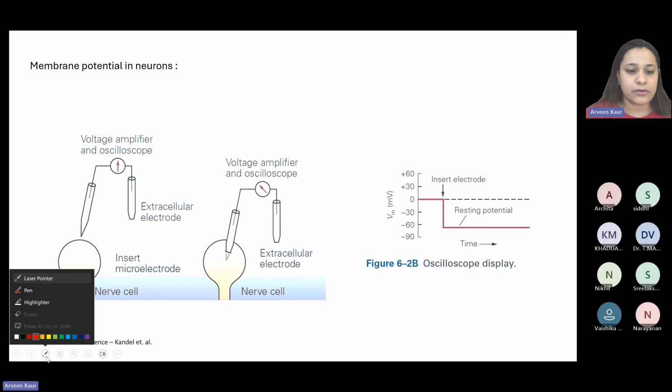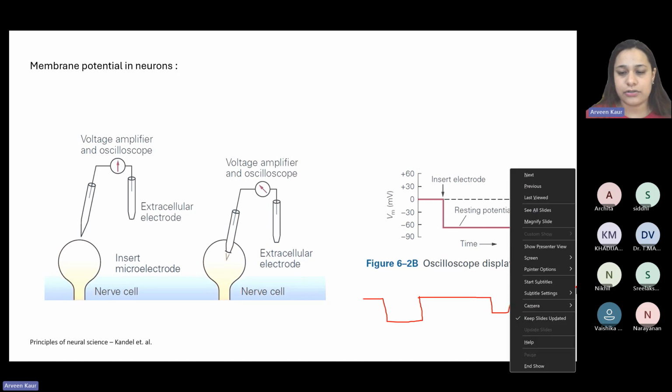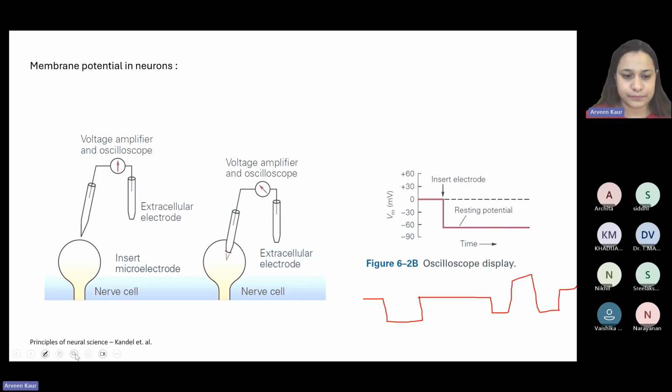So the oscilloscope will look like this, and the reading will actually be like this only, like it is shown over here. So it could be like this, then maybe this. So this is an oscilloscope reading, right?